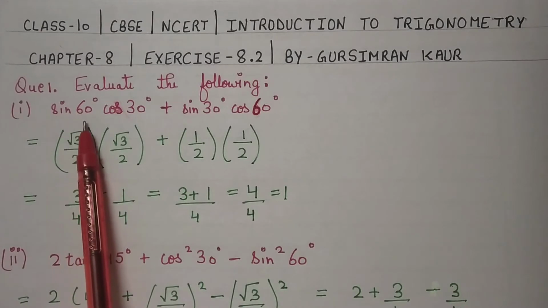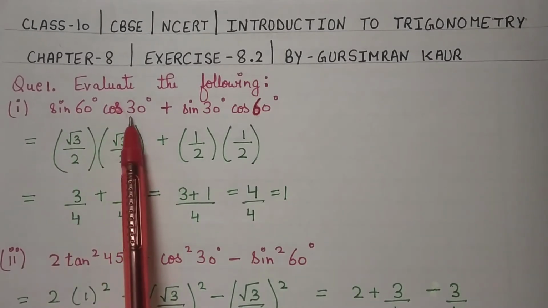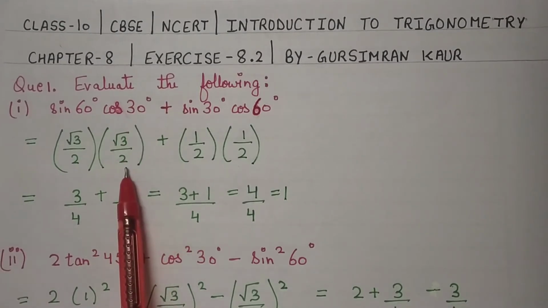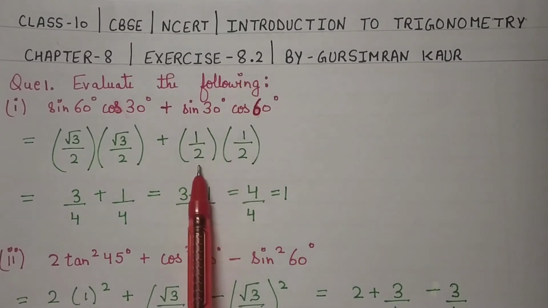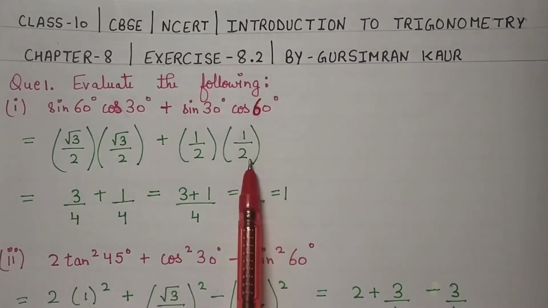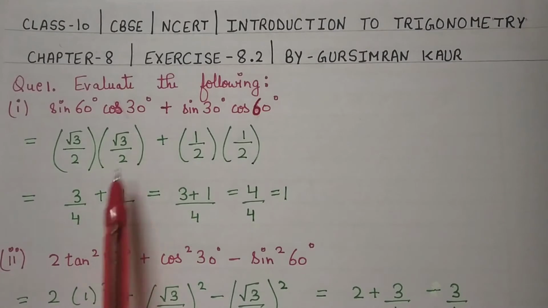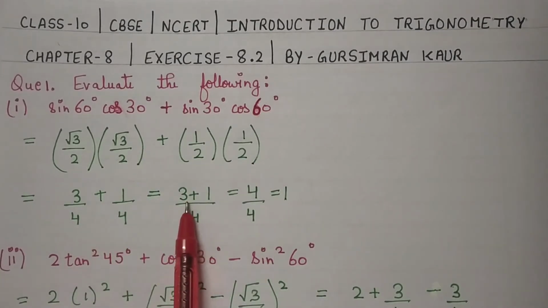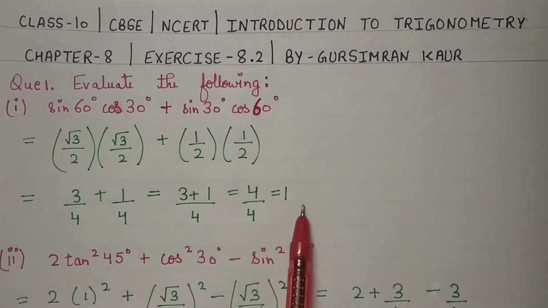The value of sin 60 degree is root 3 by 2. Multiply cos 30 degree, the value of cos 30 degree is also root 3 by 2, plus the value of sin 30 degree is 1 by 2. Multiply cos 60 degree, 1 by 2. Now multiplying root 3 multiply root 3 is 3, 2 multiply 2 is 4, and these multiplying 1 by 4. Now 3 plus 1 is 4, and 4 and 4 cancel out and it gives 1.